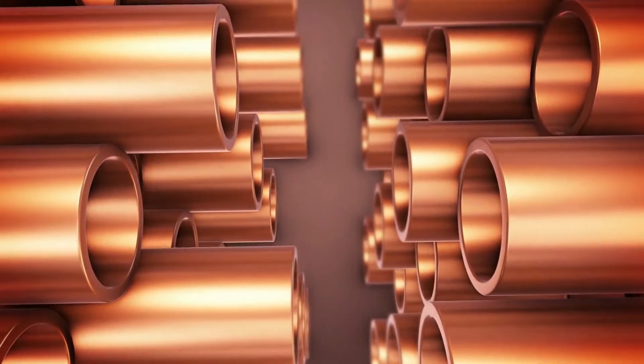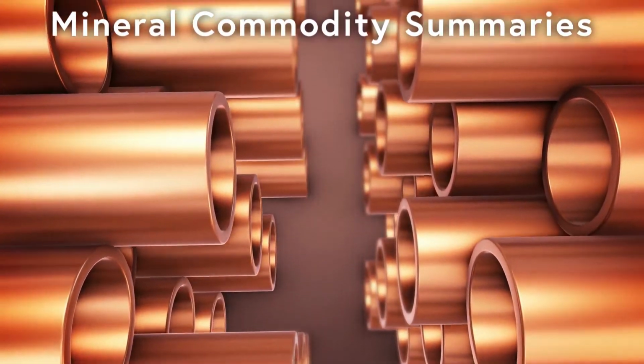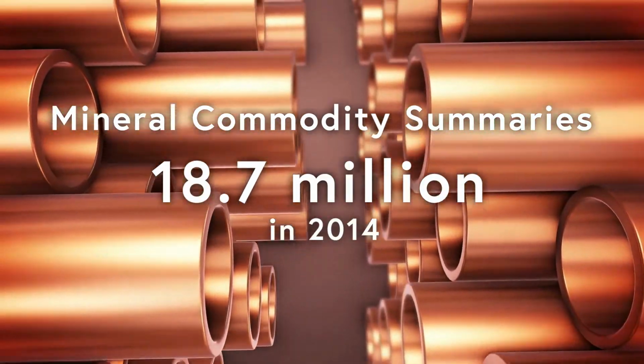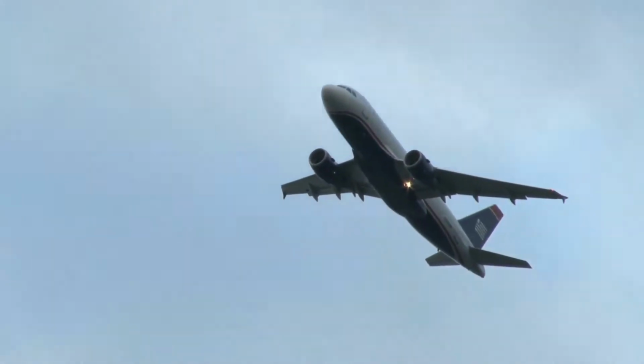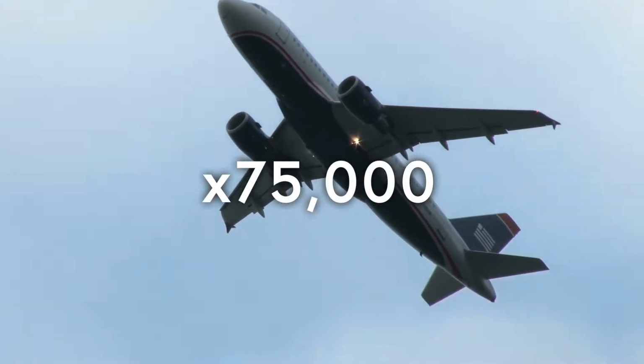mineral. However, the Mineral Commodity Summaries, published by the U.S. Geological Survey, estimated the world's total copper production was 18.7 million tons in 2014. For scale, that's around the same weight as 75,000 Boeing 787s at their maximum weight.